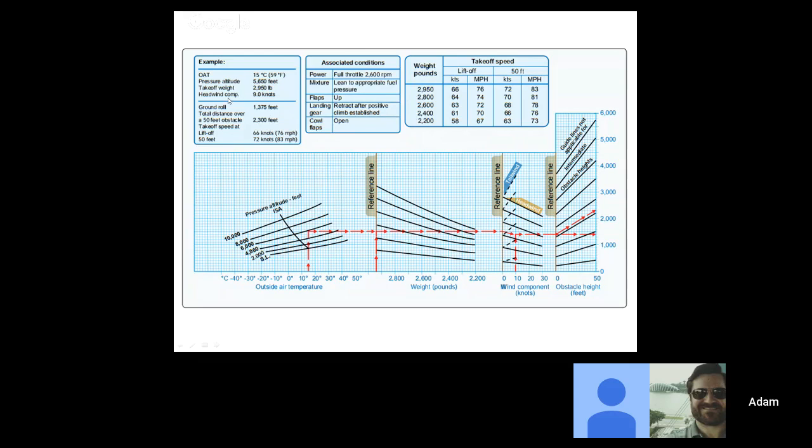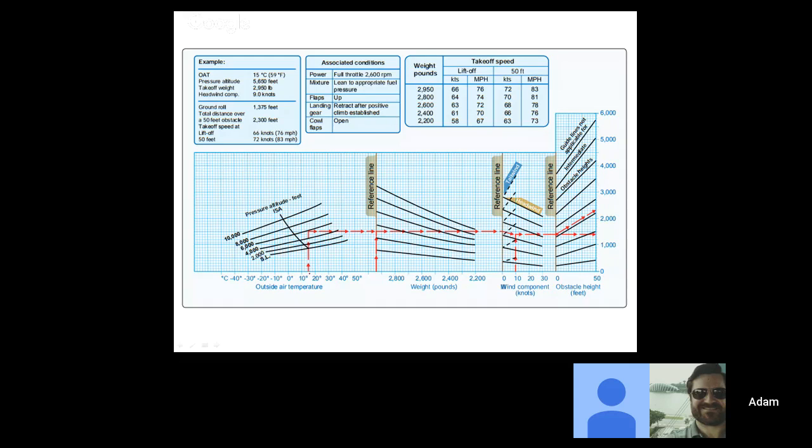There's the weight of my aircraft, the headwind component at the airport, and a couple other assumptions here: full throttle, mixture lean, flaps up, landing gear, cowl flaps. So essentially, I've got all my ambient conditions, all my atmospheric conditions. They've already done the pressure altitude calculation for me, so that's easy. And so here we go. These kinds of charts you always enter on the left-hand side of the chart and make your way across the different parameters.